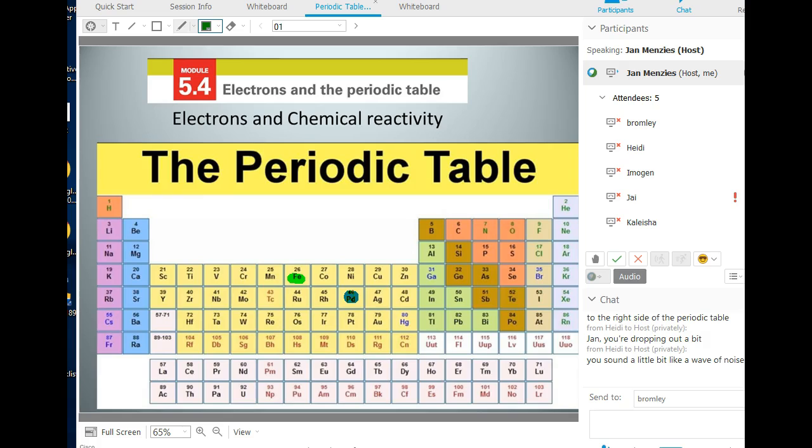And Pd. It is a metal, but I don't know what it is. Can anyone type the name for Pd? Palladium. I think it's palladium. All right. I'm going to also highlight a couple. Yes, lithium is a metal. Copper is a metal.